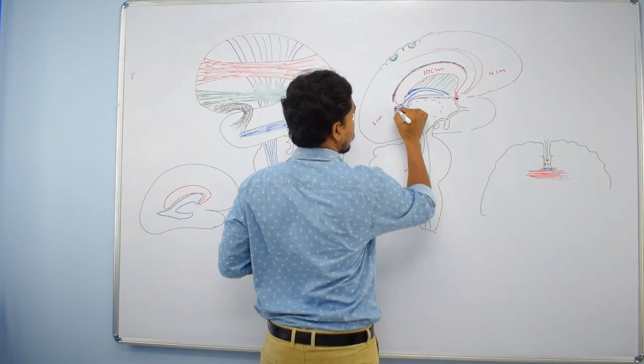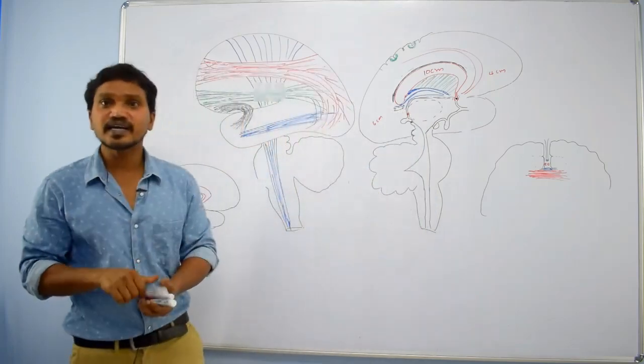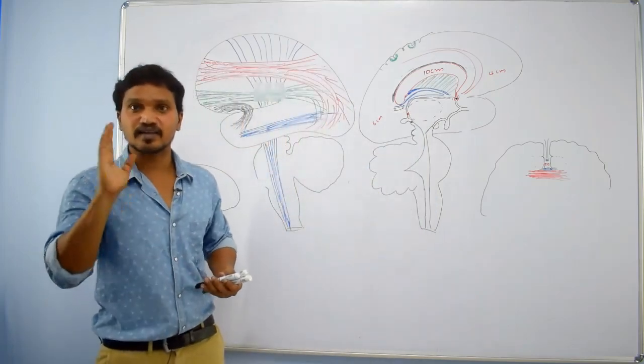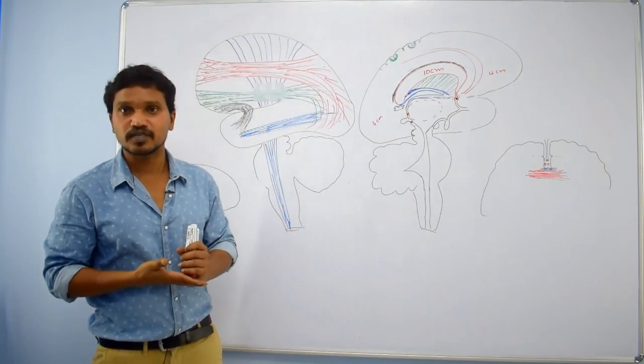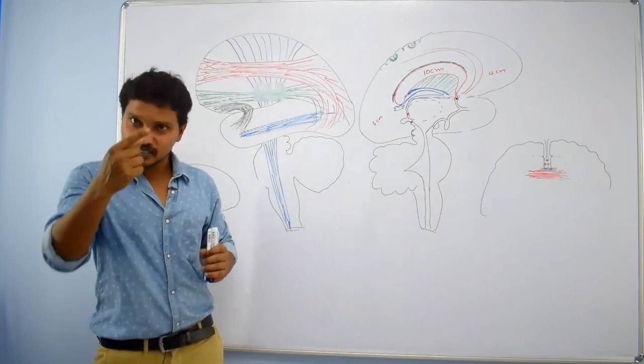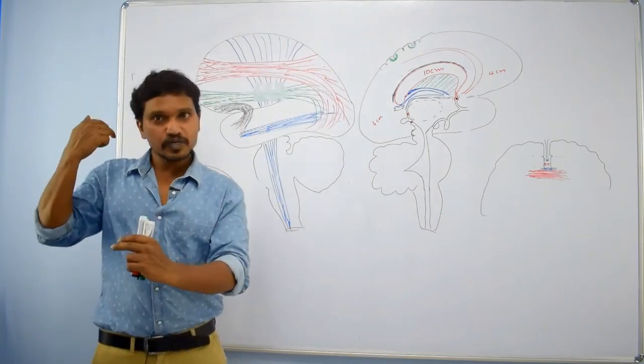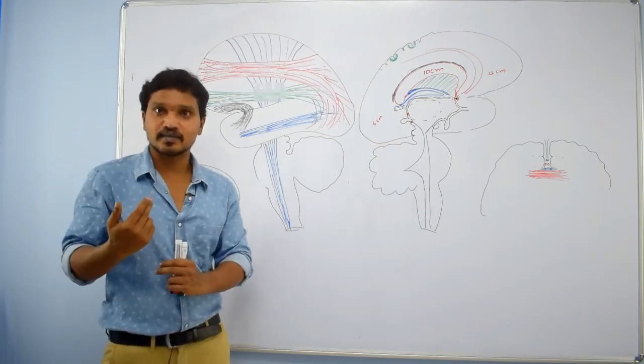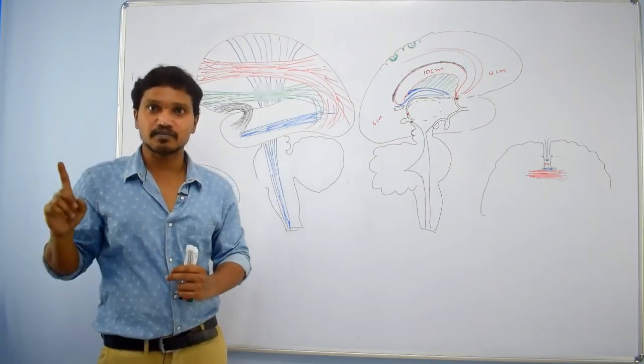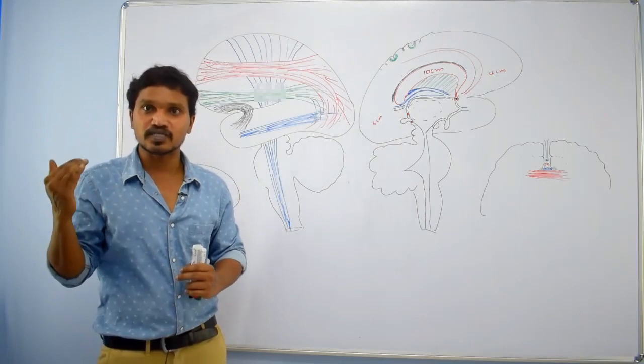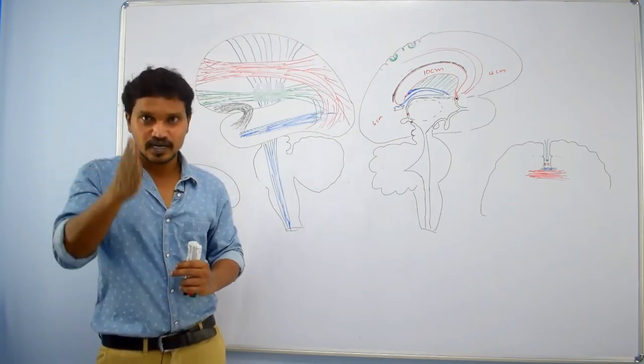This vein is what we call the great cerebral vein of Galen. Of course, this great cerebral vein of Galen opens into the straight sinus. That you must have studied in the gross anatomy of head and neck, dural venous sinuses. Right? So, the straight sinus will be there.